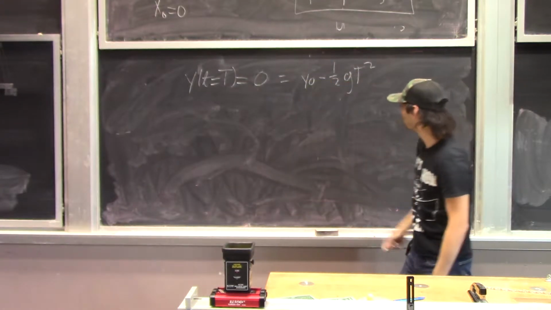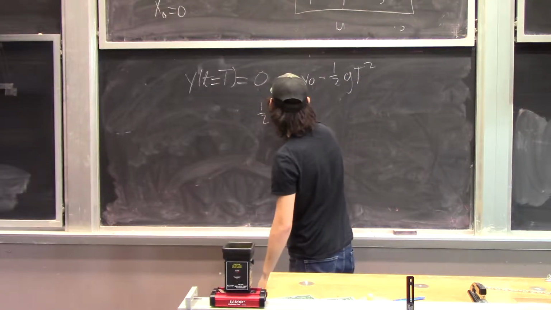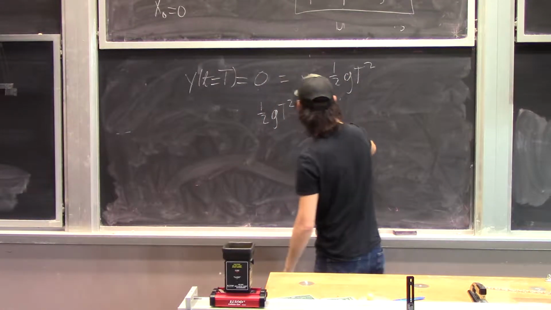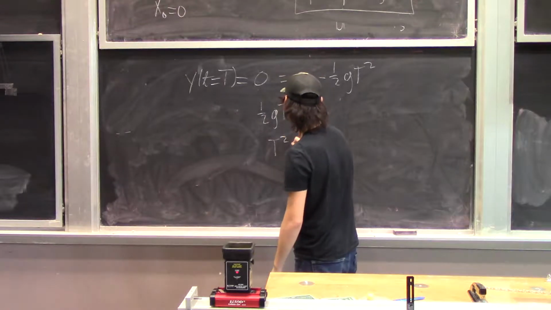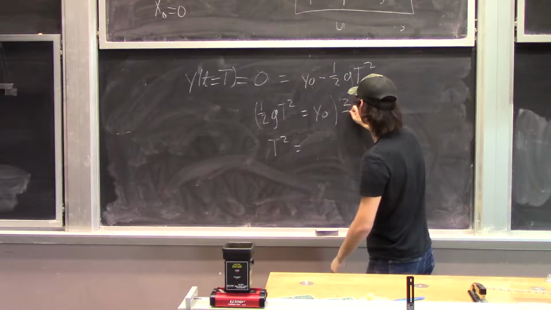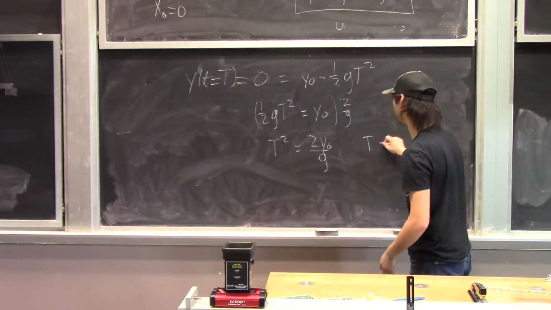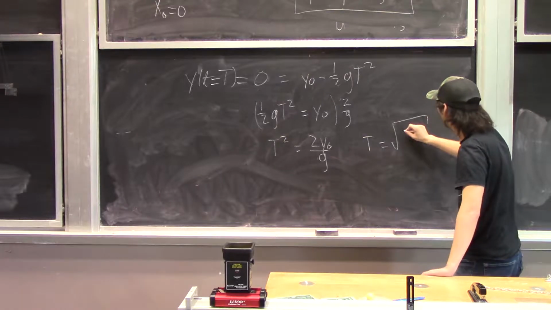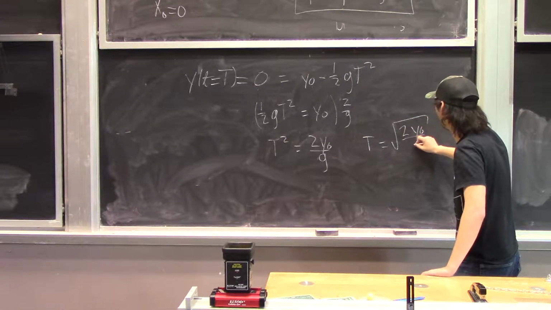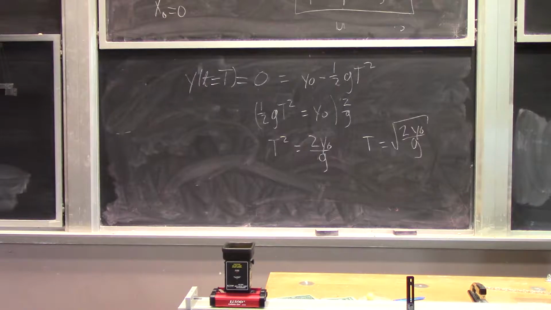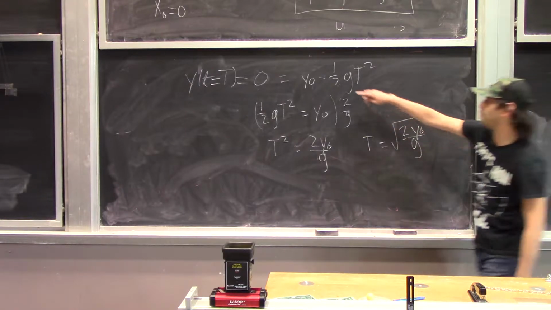We can do a little bit of algebra here, and so we have 1/2 g capital T squared is equal to y0. T squared is going to be, multiply both sides by 2 over g, 2y0 over g, or T is going to be equal to the square root of 2y0 divided by g. Okay? We okay? No? Okay. In that case, y0 be minus y0? No, I moved this to the other side.